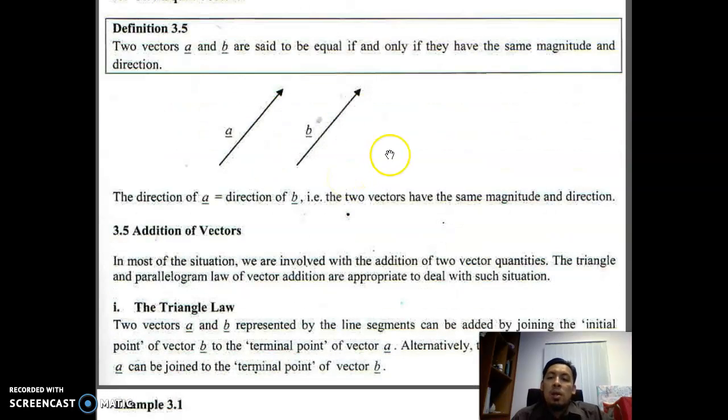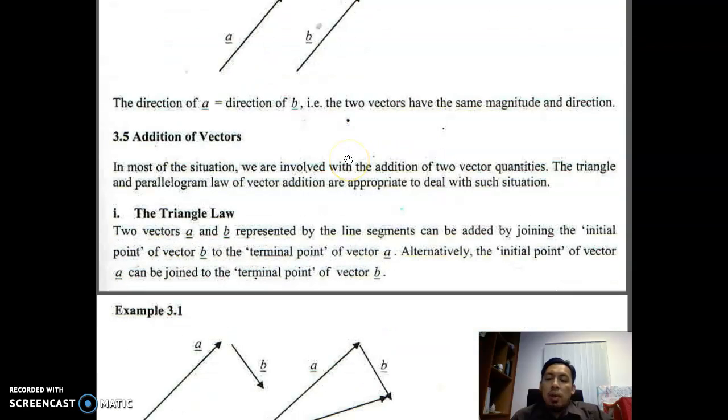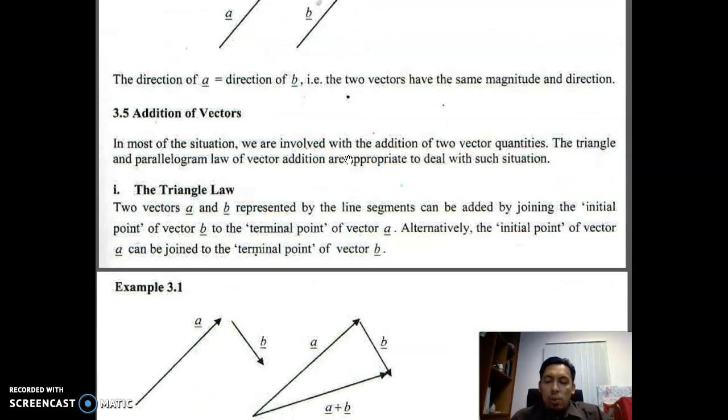Next let's look at the operations of vectors. In this video we are going to look at addition and subtraction.